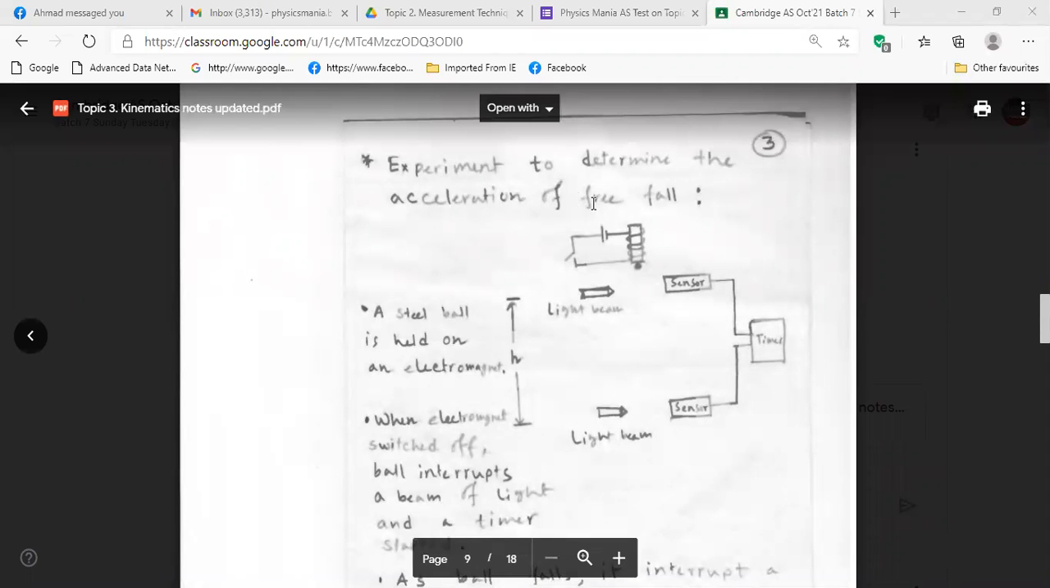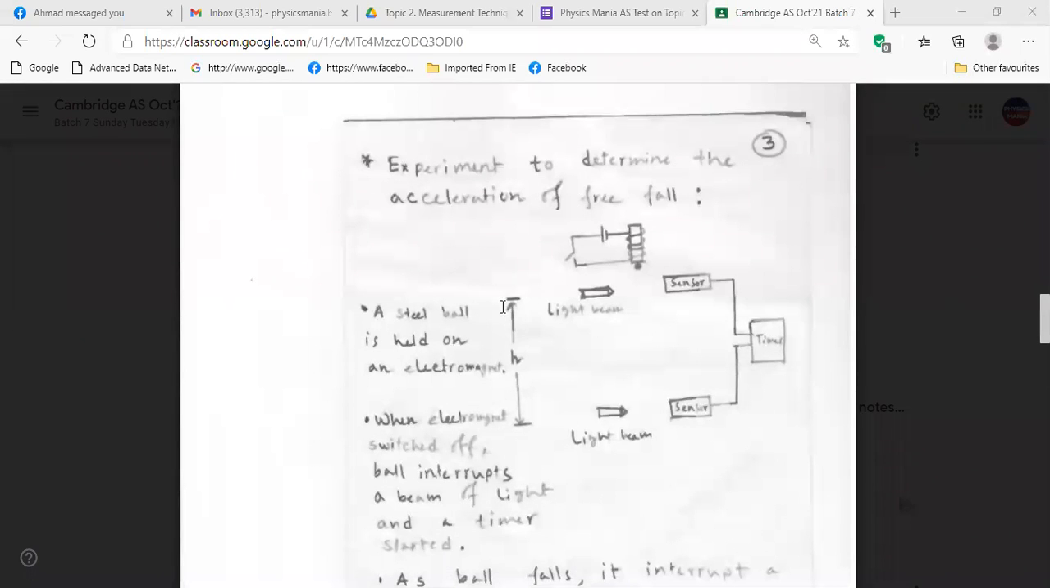Experiment to determine the acceleration of free fall. We have this arrangement. A steel ball is held on an electromagnet. This is a steel ball, okay? This spherical one, small and black colored, is the steel ball. It is held by an electromagnet, and if you switch off, then it will fall down, right?